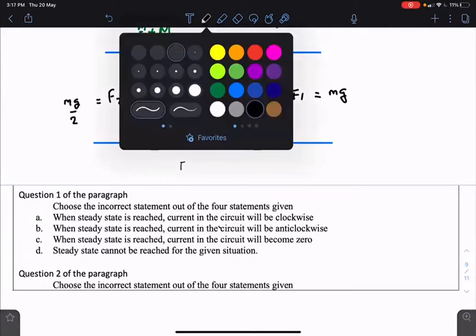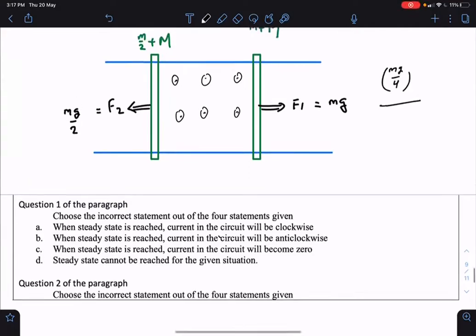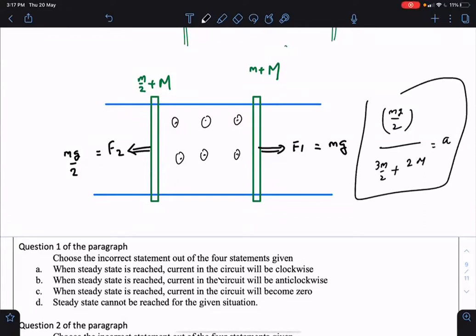So how? mg by 4m, sir. Is it the initial center of mass acceleration, sir? Yeah, initial center of mass acceleration, correct. So initial center of mass acceleration, net force by net mass. It was mg by 2, sir. Net force, yeah, sorry, net force is mg by 2, over 3m by 2 plus 2m. So this will be the final acceleration. Both will be accelerating towards the right. Okay.